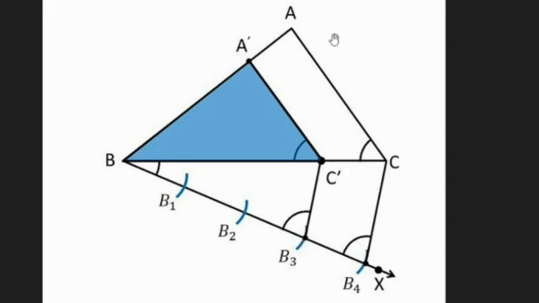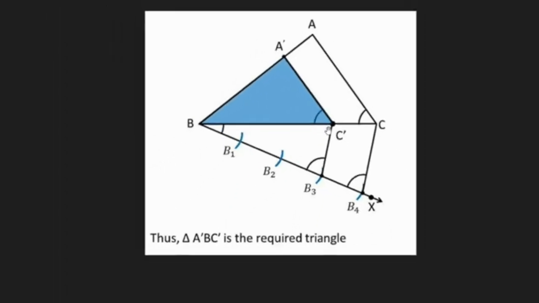Again we need to draw another parallel line to AC from C dash to A dash. So this is the triangle. The blue colored part is our required triangle A dash B C dash.